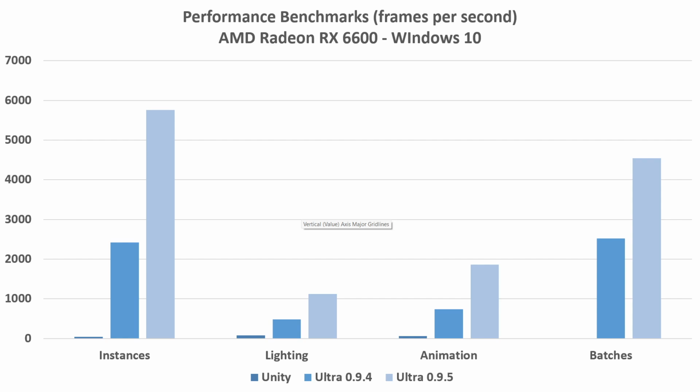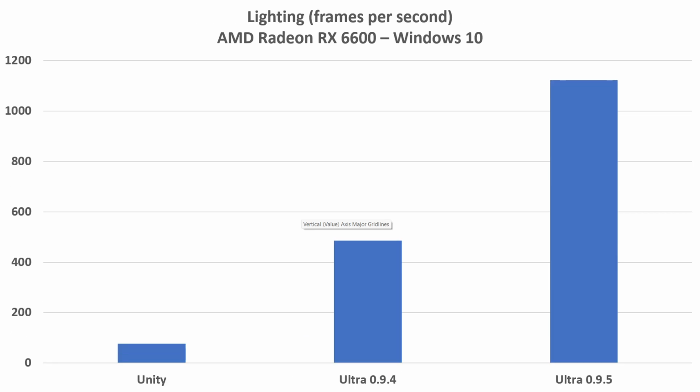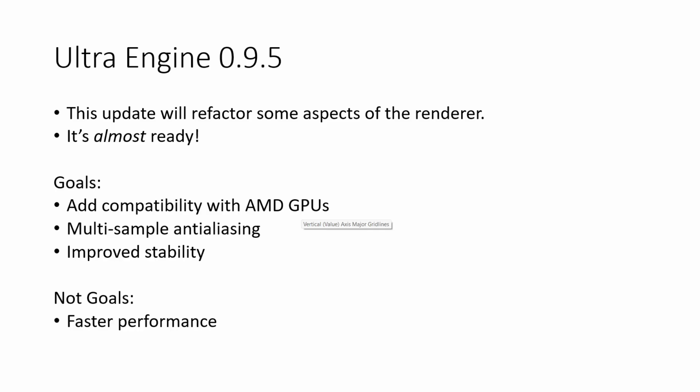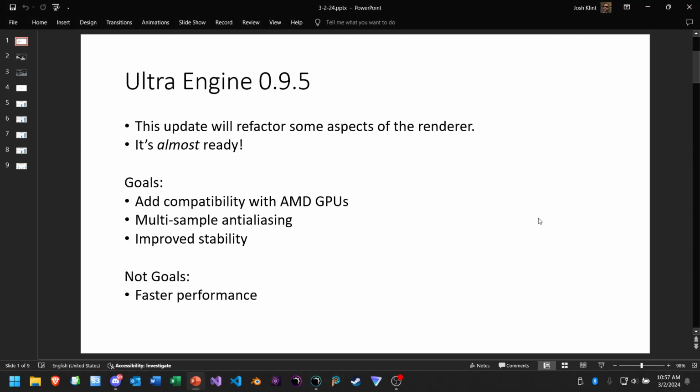So Ultra 0.9.5. We were 10 times faster, now we're going to be 25 times faster. Besides that, it'll be compatible with AMD. We have multi-sample anti-aliasing, and I believe this will lead to improved stability. And it's nearly ready, so I expect that we'll have that out next week.